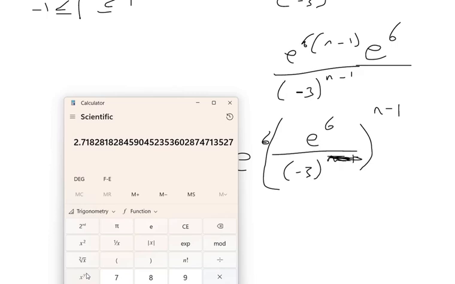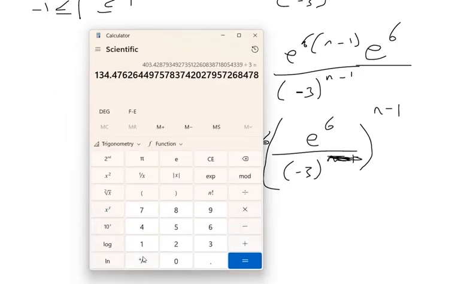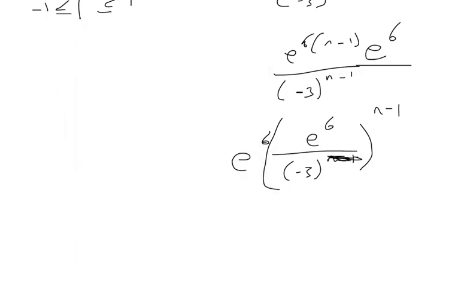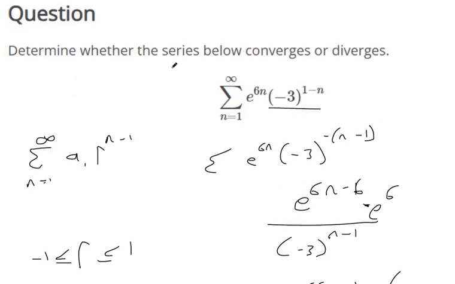Handy dandy calculator, raise e to the 6, divide that by negative 3. That's way bigger, or way out, it's a negative, so it's way smaller than negative 1. So we'd say this is a geometric series that diverges.